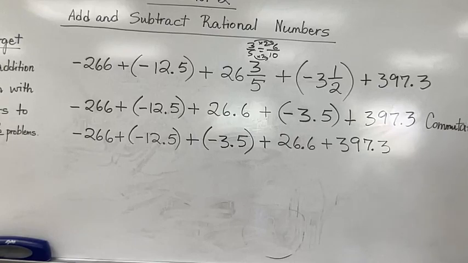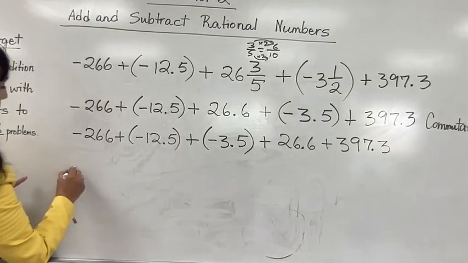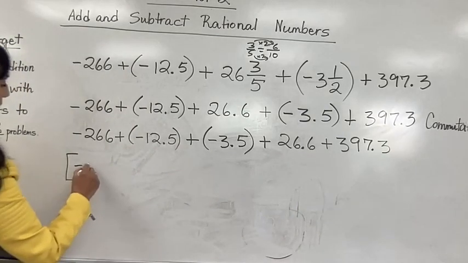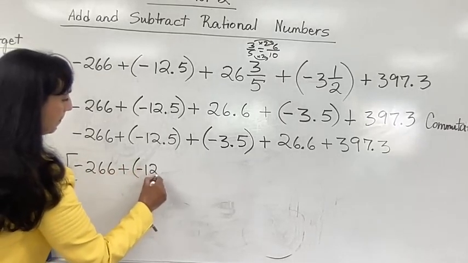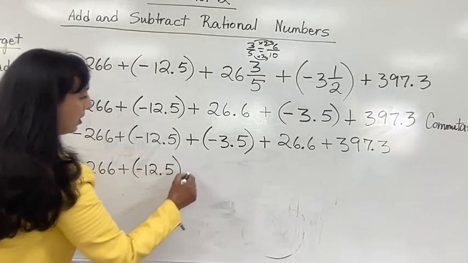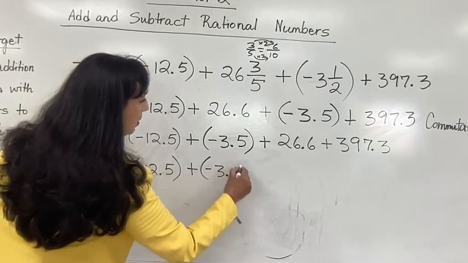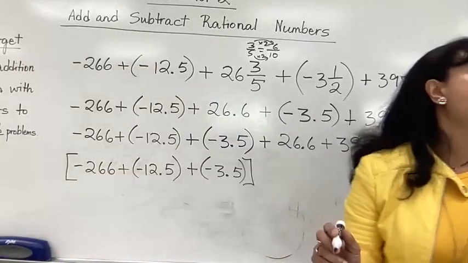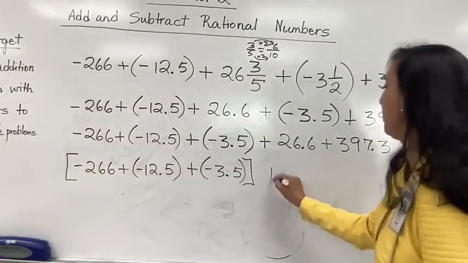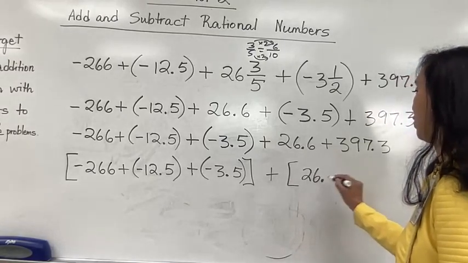That means I am going to take these numbers. I'm going to group these together because they are like signs, so it will be easy for me to just add. So I'm going to group these together. And I am going to group the positive integers, the rational numbers together.